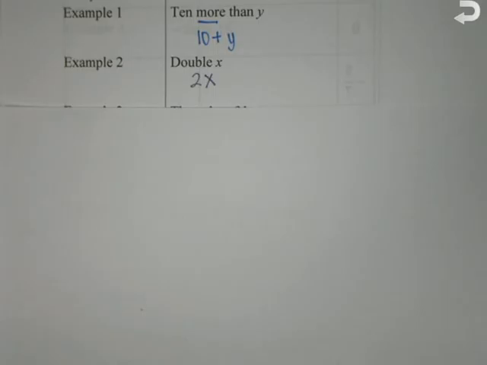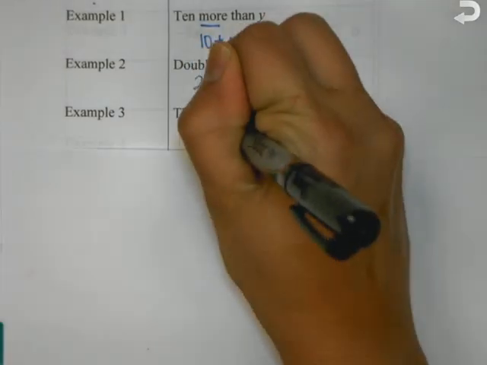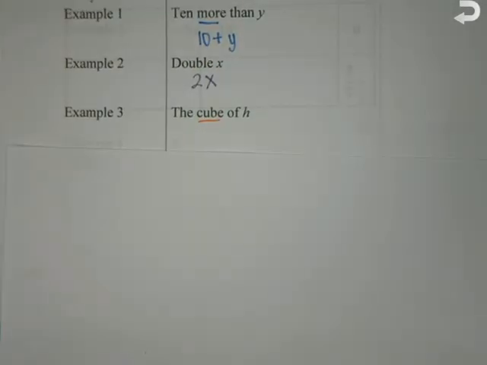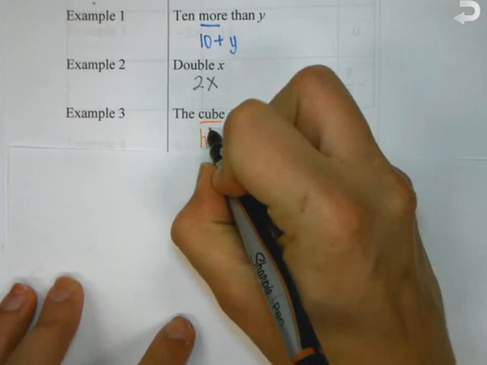Okay, tricky one. Example 3, the cube of h. Write it down, think about it. When I say cube, what does that mean? What number does that mean? 3, good. But what does it mean? It's the exponent. It means the exponent. Thank you, Angel. So this is going to be h to the third power. Can't fool you guys.